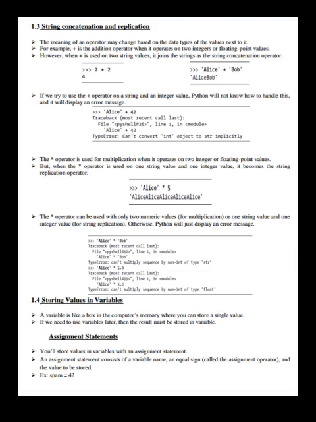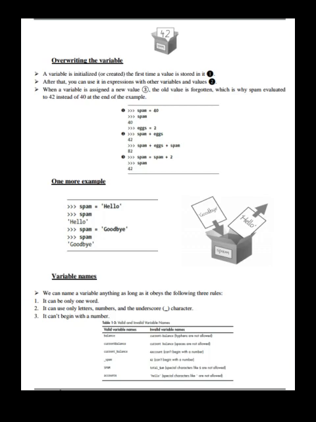Storing values in variables. A variable is like a box in the computer's memory where you can store a single value. If we need to use the result later, then it must be stored in a variable. Assignment statements: you will store values in variables with an assignment statement. An assignment statement consists of a variable name, an equal sign called the assignment operator, and the value to be stored. Example: spam = 42. See the figure here. Overwriting the variable.